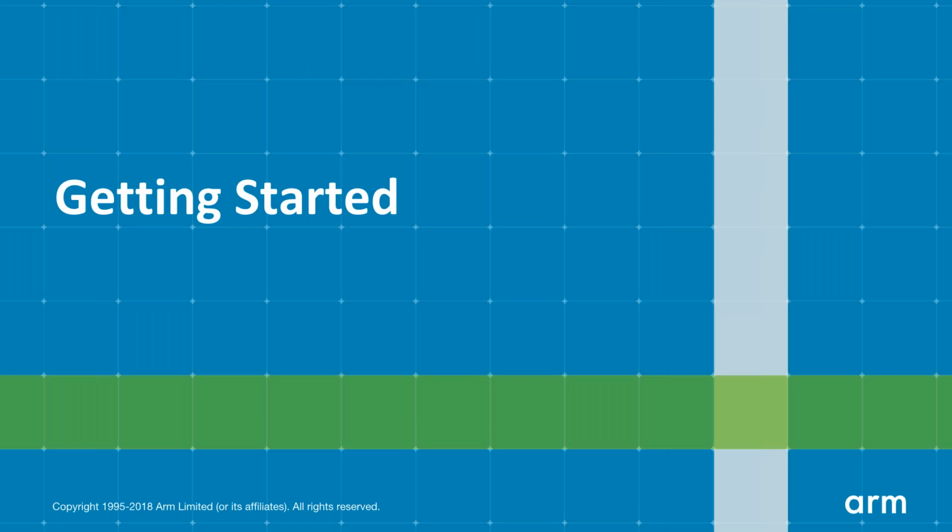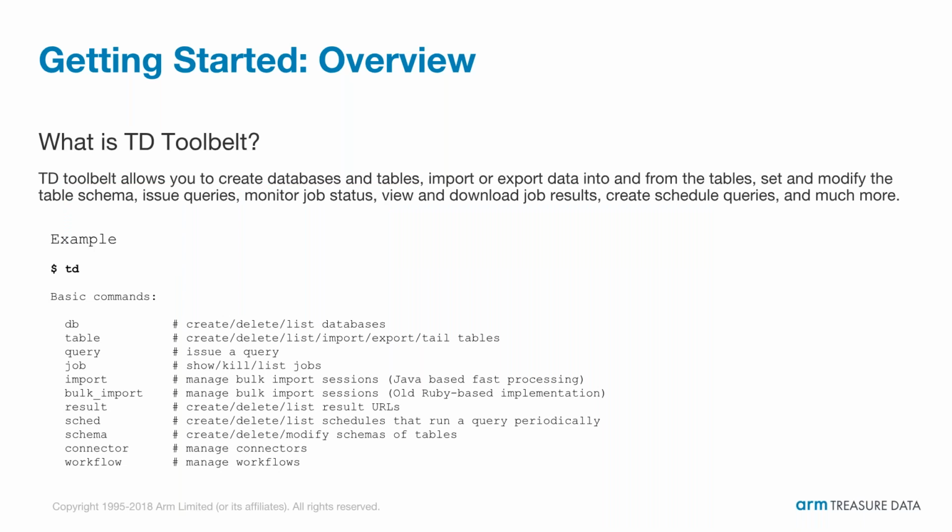So let's get started. What is TD Toolbelt? TD Toolbelt allows you to create databases and tables, import data into and from tables, set the modified table schema, issue queries, monitor job status, view and download job results, create queries, and much more. Overall, it's just a way to use the command line to quickly enter jobs or commands, much simpler than having to use the web console. An example of that is just typing td into the command line, and you'll receive a help menu that gives you the options in terms of the basic commands. We're going to go over this shortly.